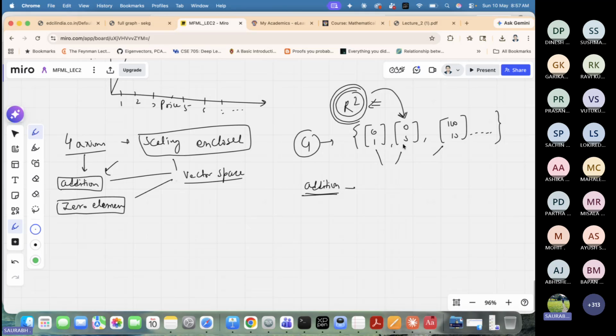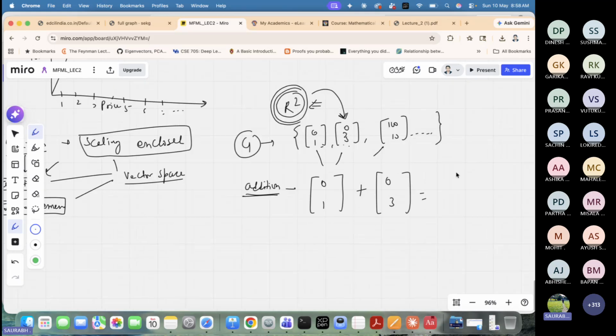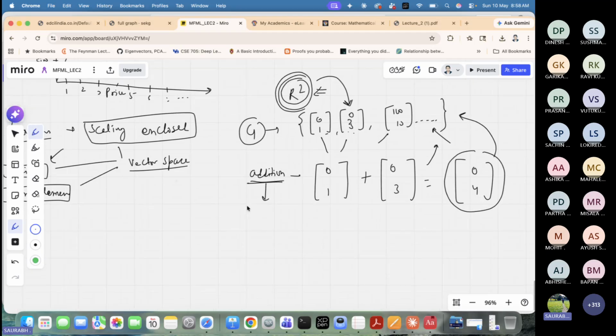When we take two elements from here and add them together, let's say the very first two elements, 0, 1 and 0, 3, do you think when we add them, we'll get an output which will stay in the same group? That's right, because this set is an infinite number of two-dimensional vectors. So the output 0 and 4 would still be a part of this set. So we call this output enclosed, or the closure property of addition is respected here.